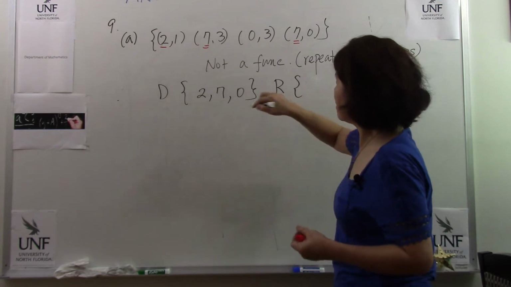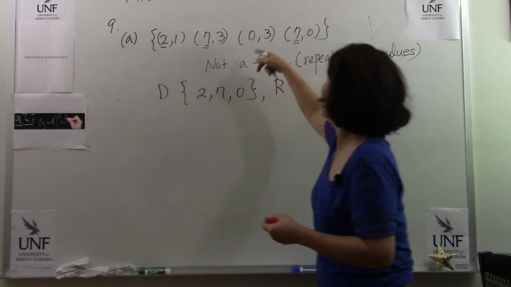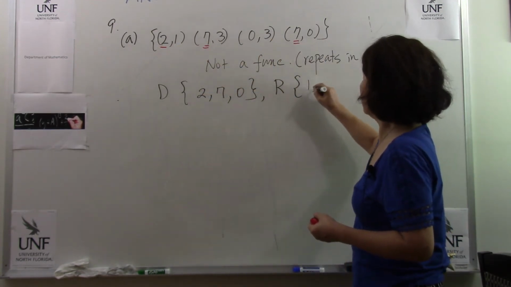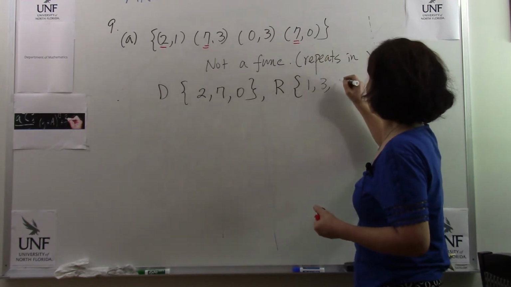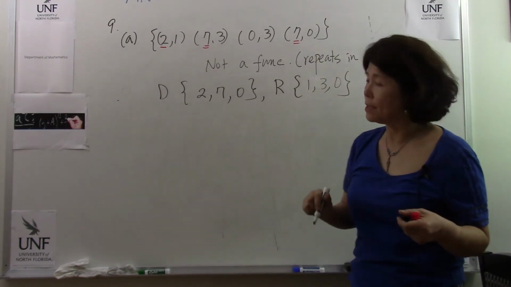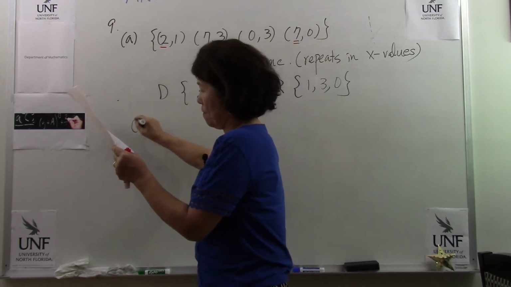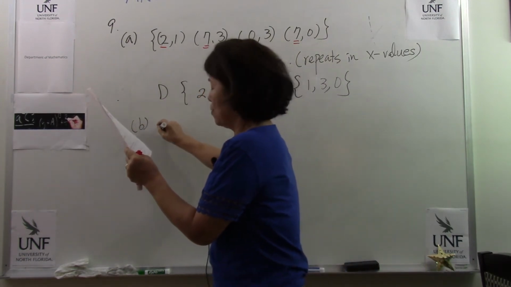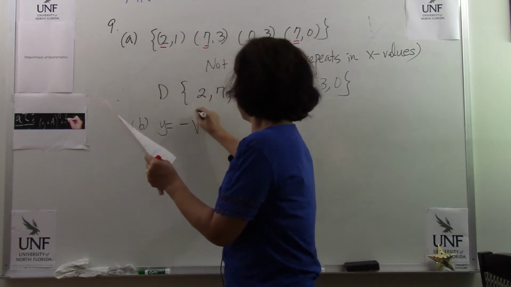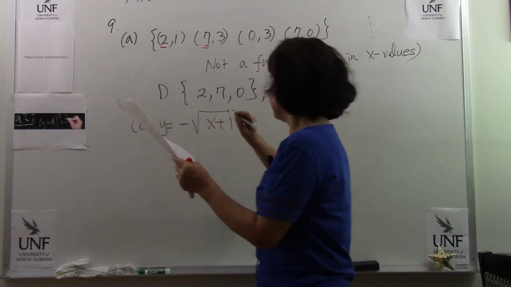That is the second component. So 1, 3, 3, 0. So 1, 3, again, no duplicates, so 0 is the range. Part B, y equals negative square root of x plus 1.